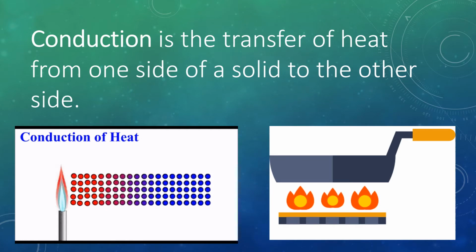Conduction is the transfer of heat from one side of a solid to the other side. As you can see in the illustration, one end of a rod is being heated with fire, and the molecules, as they heat up, move rapidly and transfer the heat through the other particles to the other end of the rod. You can also see here that heat really did transfer from the hot end to the cold end.